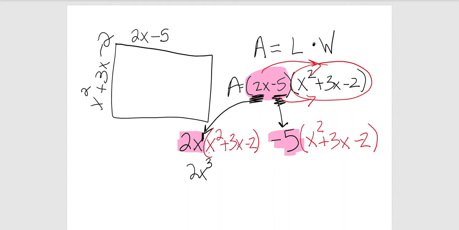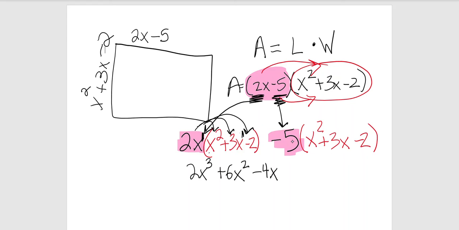Then we multiply 2x times 3x to get positive 6x to the second. Since it's x to the first times x to the first, that would be x to the 1 plus 1, which is 2. Again, you add the exponents only when you're multiplying. So then we distribute the 2x to the minus 2, and we get negative 4x. So we've just distributed 2x times x squared, 3x, and negative 2.